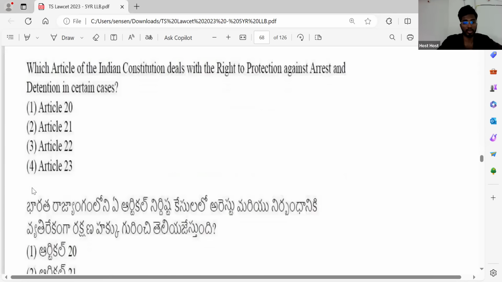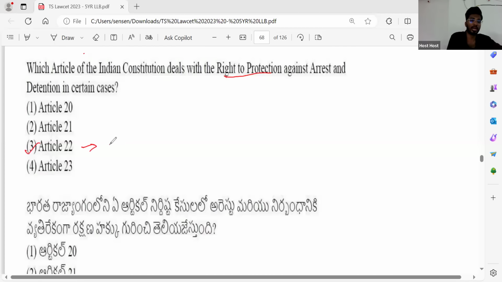Next, very important question again. Which article of the Indian Constitution deals with right to protection against arrest and detention in certain cases? What is the right answer? The answer is Article 22. Under Article 22, certain protections are given to you whenever you are arrested.